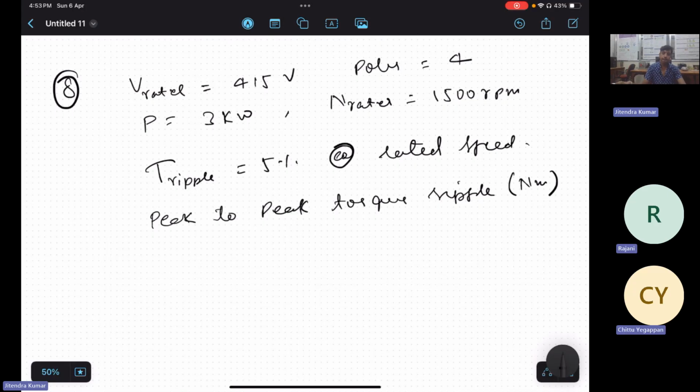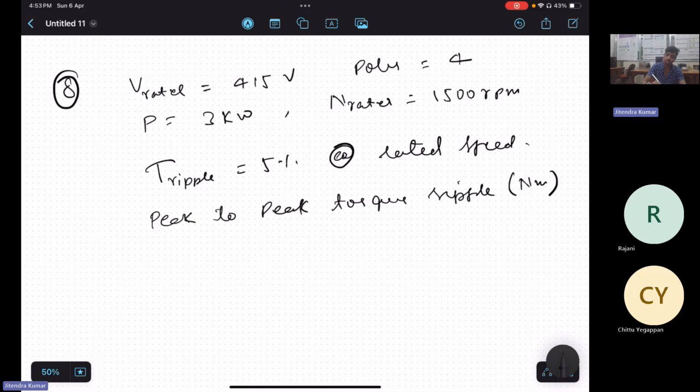The given torque ripple is 5% of rated speed. So first we have to calculate the torque, right? Yes, sir. And after that we can calculate the peak to peak difference in the torque. So first let us calculate the torque.